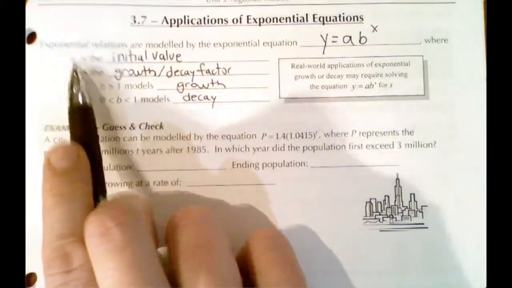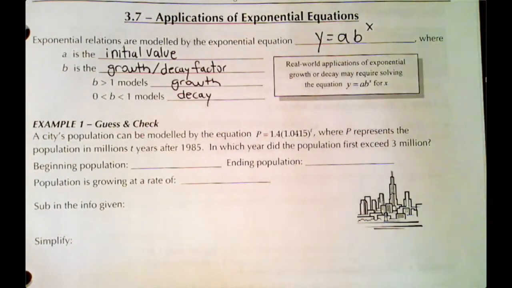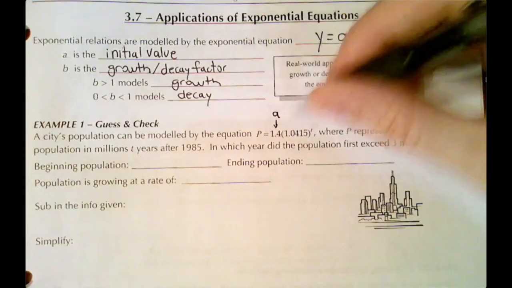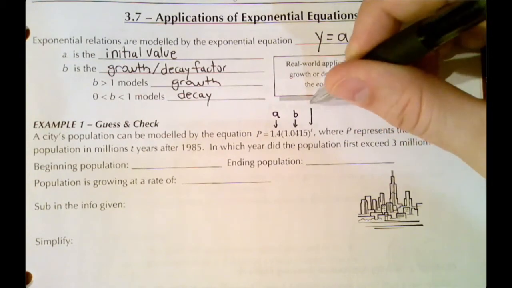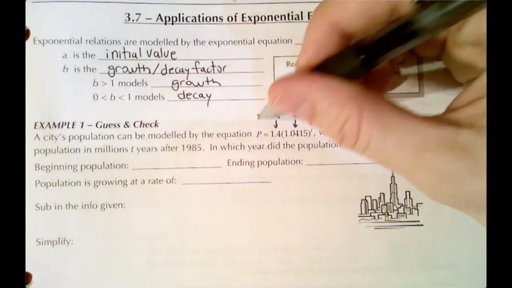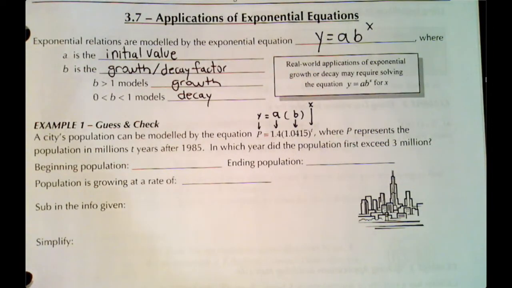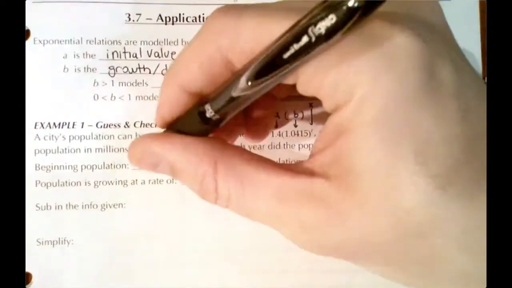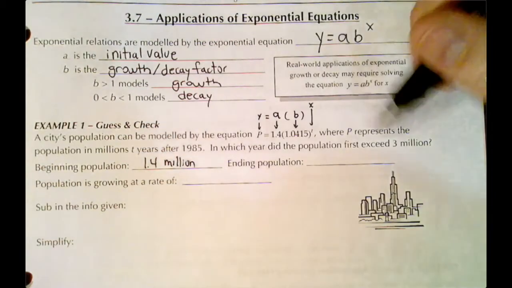The initial value a is the first number before the base with an exponent. So the number before the base without an exponent is right there. The base, b, is there. There's your x, and there's your y, and there's your equation. y equals a b to the exponent x. Same letters. So the beginning population is the initial value. That's 1.4. But it's in millions, so it's 1.4 million. And we want to know when this population exceeds 3 million.